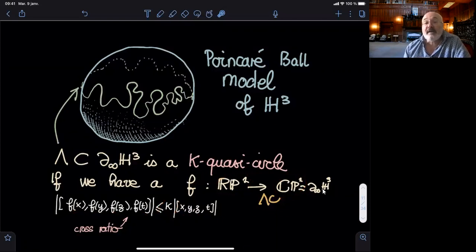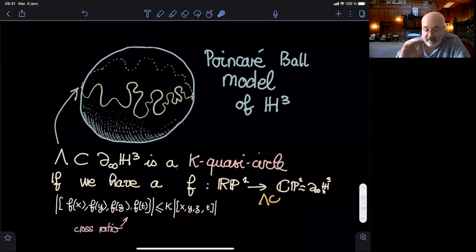So even if these objects are nice, it turned out that the one I just drew is certainly not a quasi-circle for K equal to, well, let's forget that. Sorry, forget what I said. Okay, so that's a definition of what is a quasi-circle.